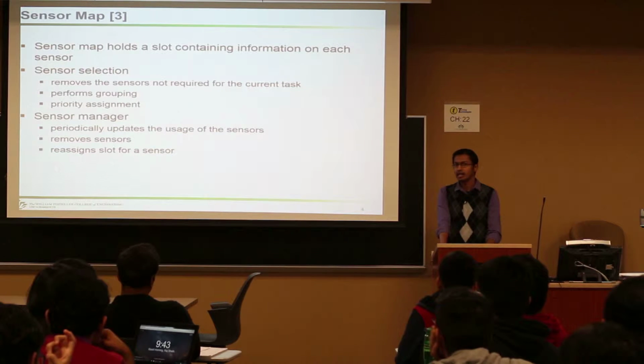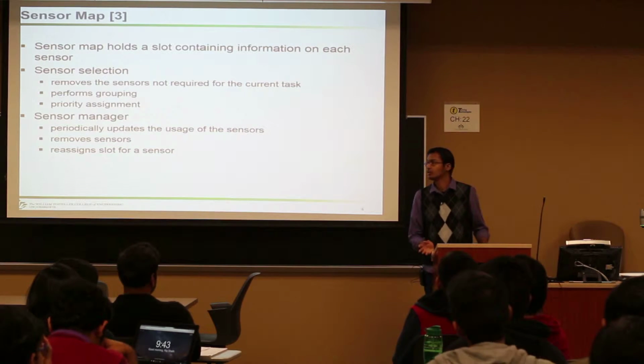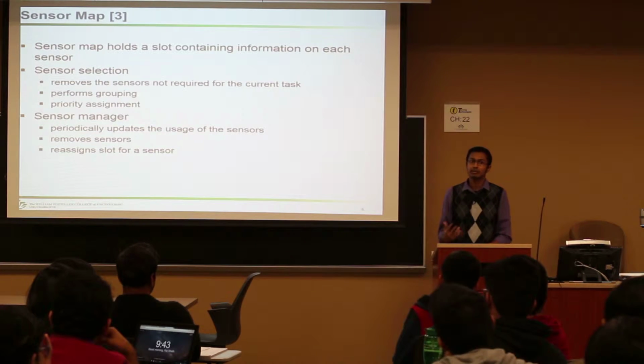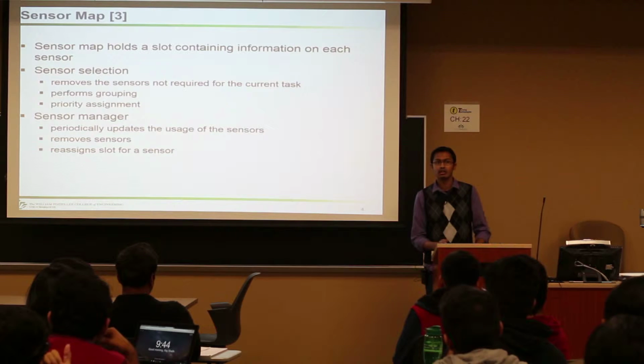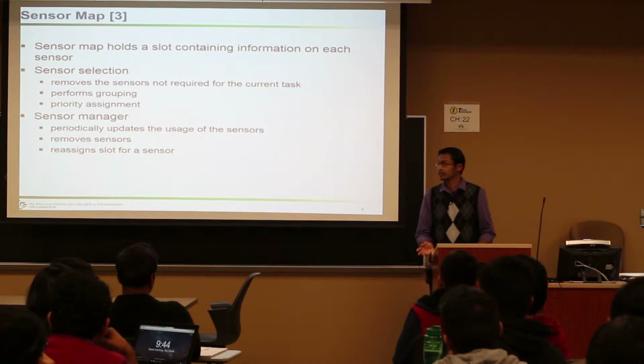The sensor manager is a module which controls or manages the sensor map. The job of the sensor manager is to update the usage statistics of the sensors. It removes sensors. There is a heuristic, which could be time-based or application-based, by which the sensors can be updated in your sensor map. If a sensor is not used, depending upon the heuristic, you can reassign the slot to another actively used sensor.